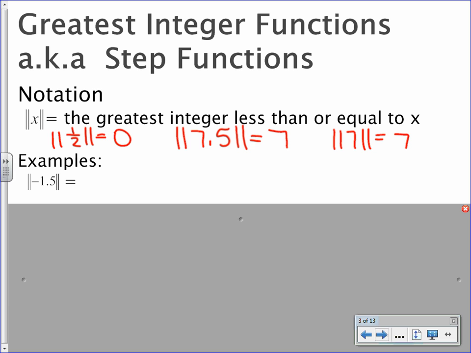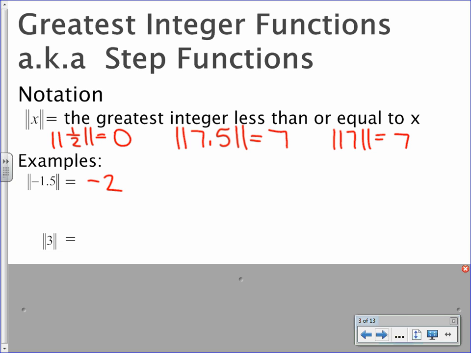Okay. So, let's try it. Greatest integer of -1.5. Oh, good. We're bumping them down, right? We round down to the lowest. Greatest integer of 3. 3.